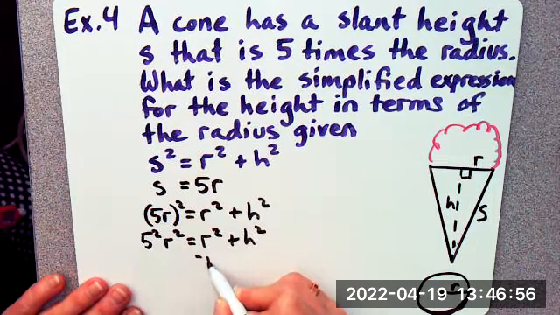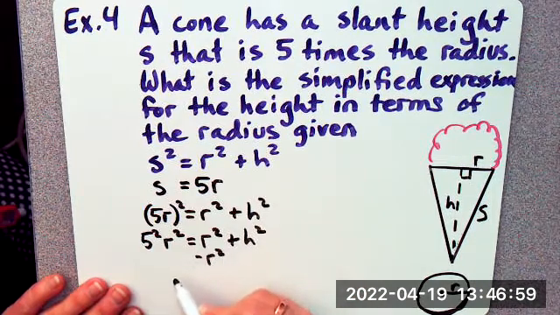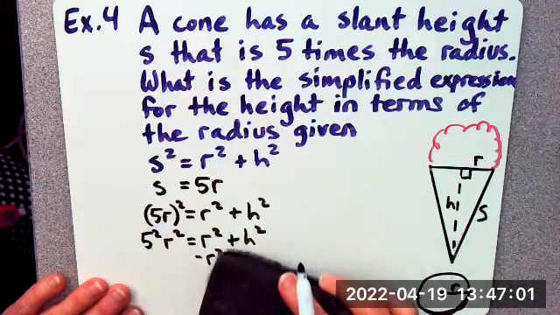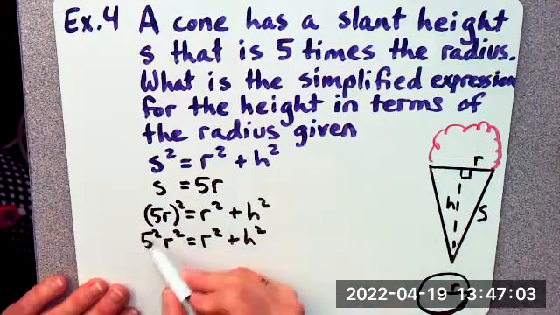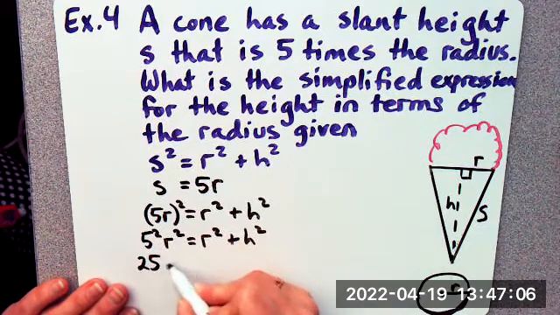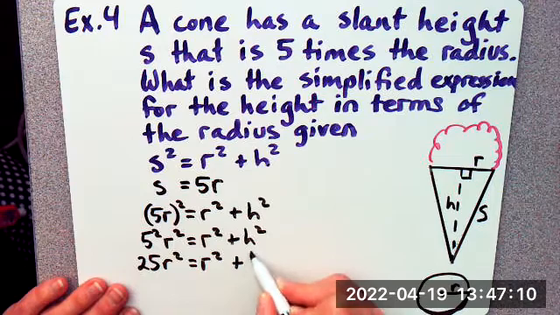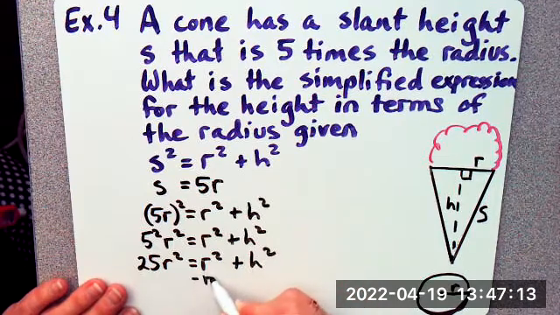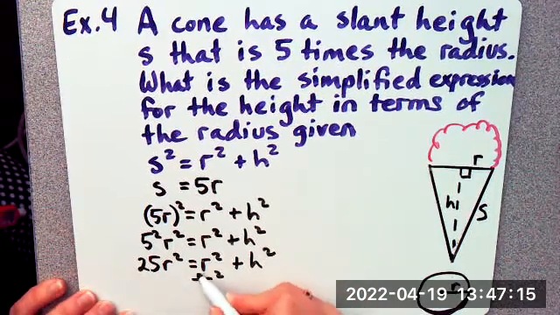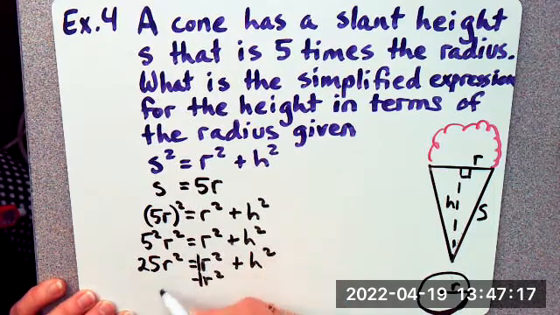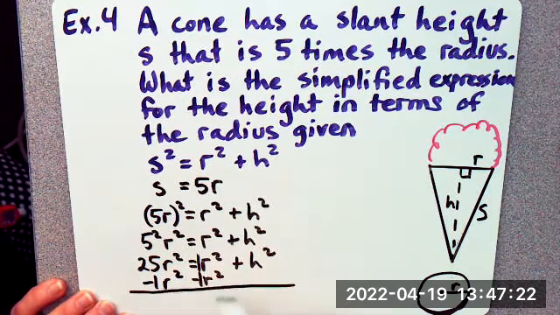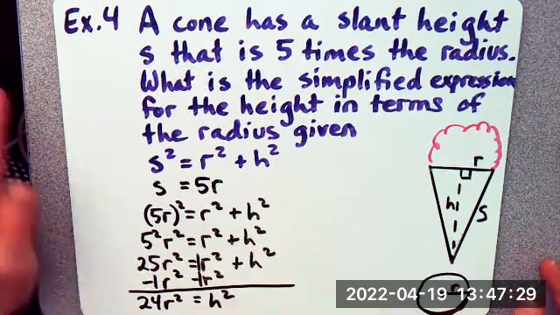So let's subtract r squared from both. Well, let's not do that just yet. So 5 squared is 25, r squared equals r squared plus h squared. So now we can subtract the r squared, and that's 1r. So we get 24r squared equals h squared.